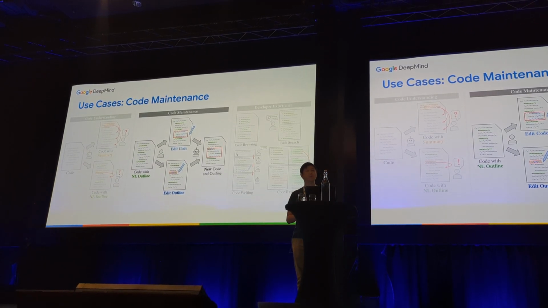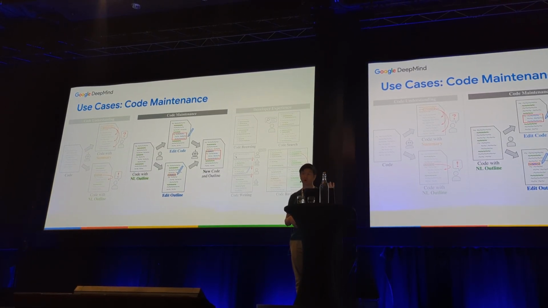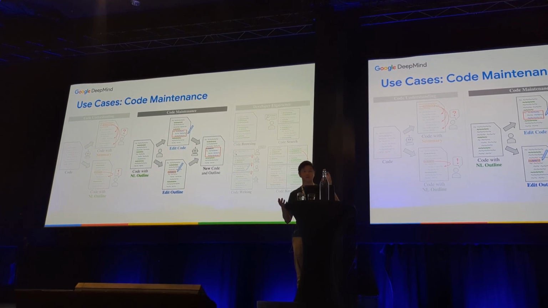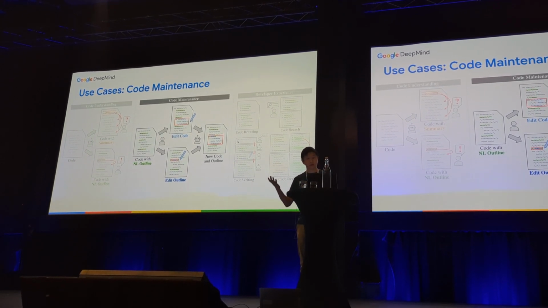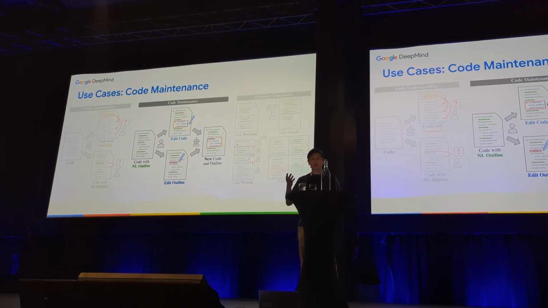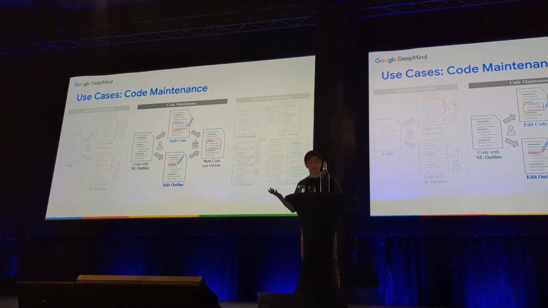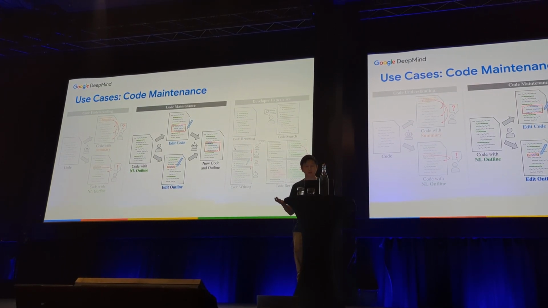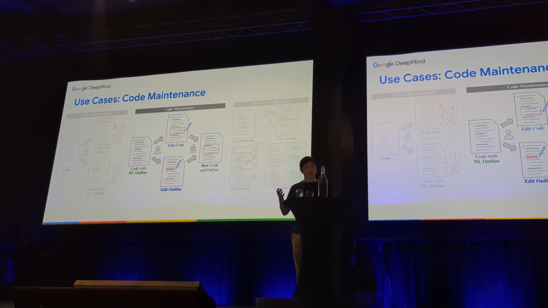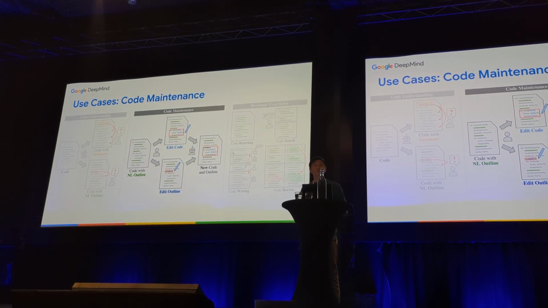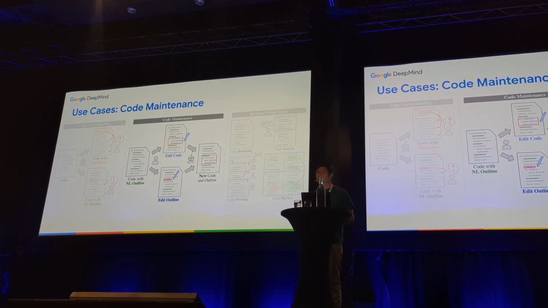NL outlines also help with code maintenance. If you have code with NL outlines, you can edit the code and have the LLM update the outline, which then becomes automatic documentation that evolves with your code. Or you can do it the other way. Edit the outline and ask the LLM to update the code. And now you're programming with concepts in English.